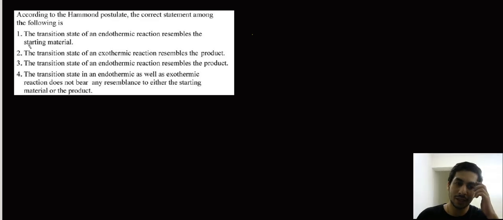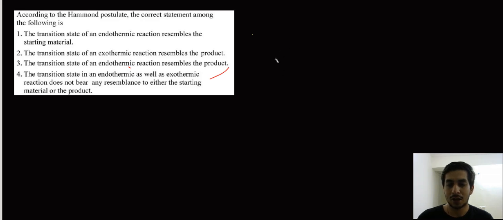The first thing it says is that the transition state of an endothermic reaction resembles the starting material. The transition state of an exothermic reaction resembles the product. The transition state of an endothermic reaction resembles the product. And the fourth statement is that the transition state in an endothermic as well as an exothermic reaction does not bear any resemblance to either the starting material or the product. These are the statements, and we have to find the correct statement.